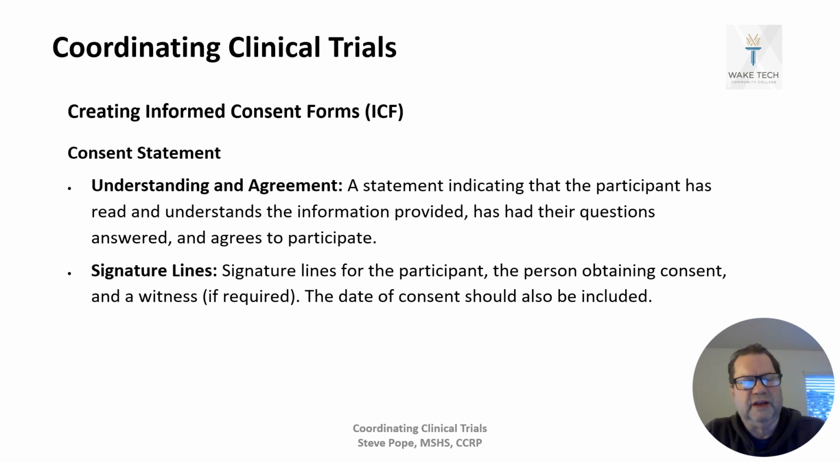And then finally, you've got signature lines in there, signature lines for the subject, also for the person obtaining consent, and for a witness if a witness is required. You very likely will have a separate signature line for the principal investigator, and you may have signature lines if you're doing a study in children or adolescents. You'll have signature lines in there for the parent. That could be only one parent, could be both parents. It depends on what the level of risk is for the subject. But those will be the signature lines that you'll need on your consent form.